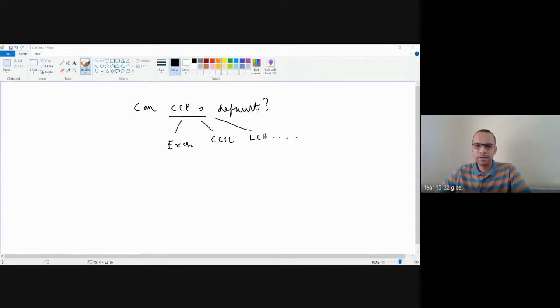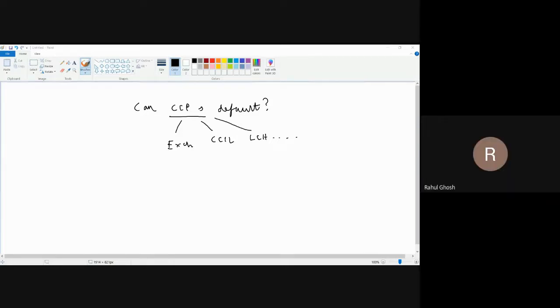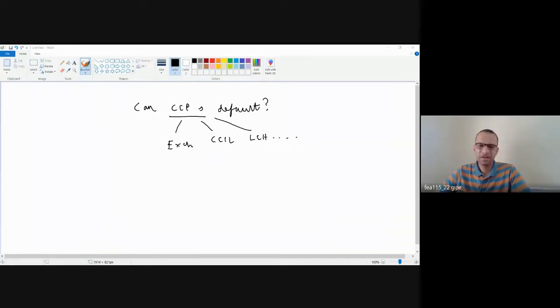Okay, okay. Any other views on CCPs defaulting, whether it's possible or never possible? Don't they have a guarantee fund, something which is used in this case? Correct. Yes. Correct. So the idea is, so you're right.